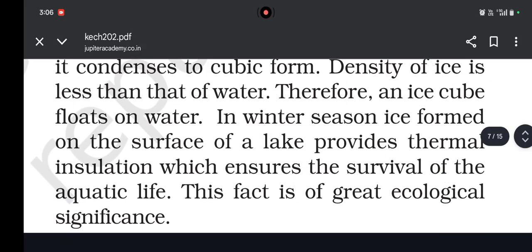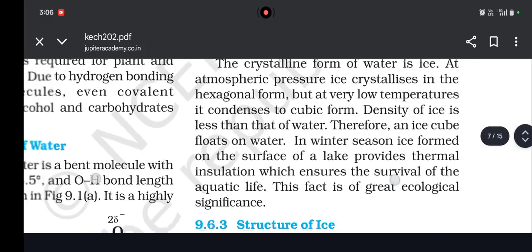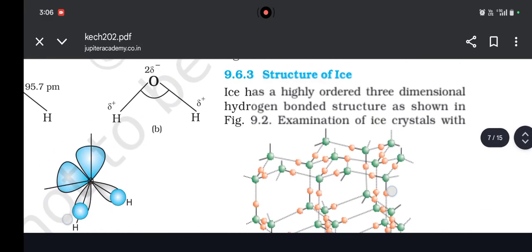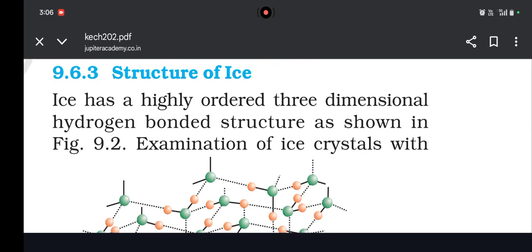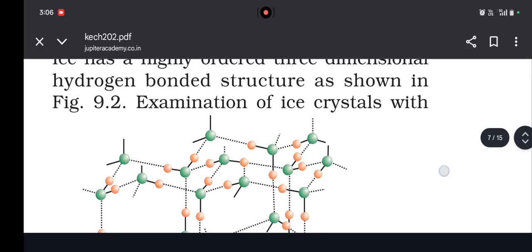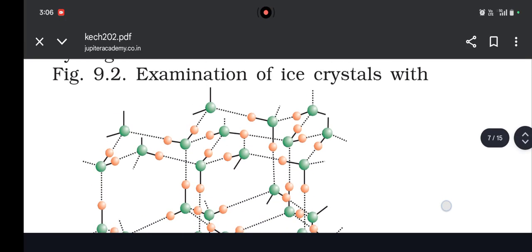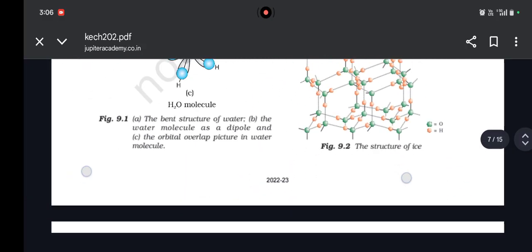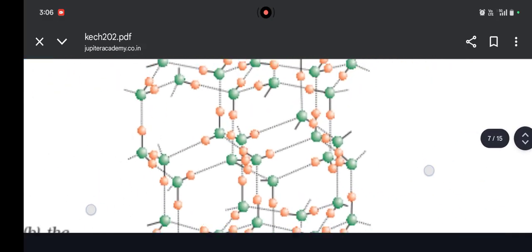Density of ice is less than that of water, therefore an ice cube floats on water. In winter season, ice formed on the surface of a lake provides thermal insulation which ensures the survival of aquatic life. This fact is of great ecological significance. Structure of ice. Ice is a highly ordered three-dimensional hydrogen bonded structure, as shown in figure 9.2. This is the structure of ice.